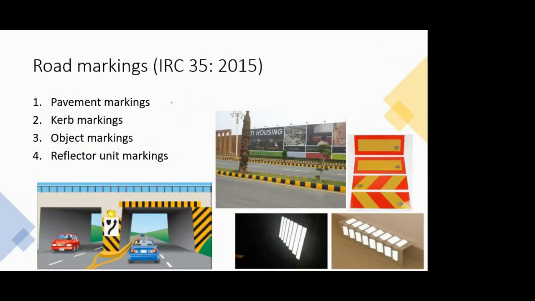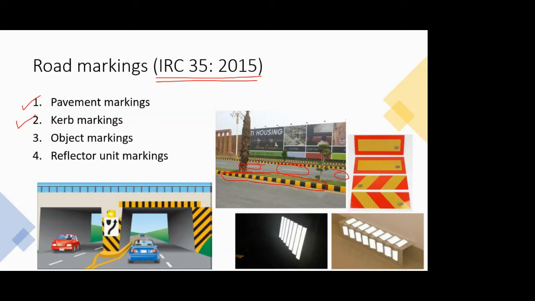Then comes the next control device, that is road markings. Again you have a special IRC code for it, as you had for the traffic signs. In road markings you have 4 categories. The pavement markings, as in the ones which you can see on the pavement. So in this picture, whatever line I'm highlighting, those are the road markings. Then you have curb markings, as in whatever median or footpath you have. You might have seen it colored in white and black or yellow and black, so that is the curb marking, to demarcate that, okay, this is the curb.